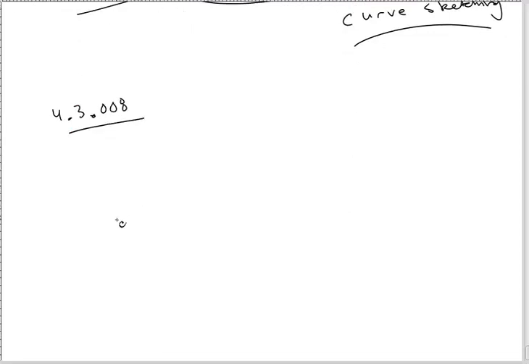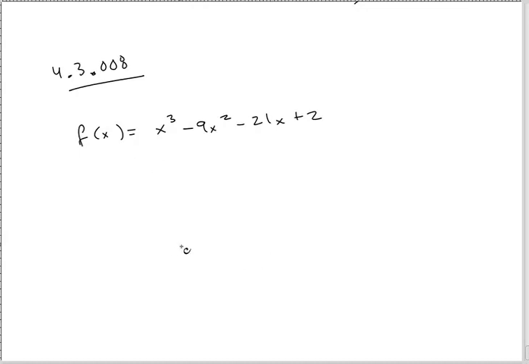Okay, 43008. Let's talk about it. We got f of x is equal to x cubed minus 9x squared minus 21x plus 2. So we got lots of stuff going up here, and they want all kinds of things. And these will not be ever changing. So I'm going to give you the A through D right now, and I won't do it ever again. I'll just tell you that we're finding it. I'll, of course, remind you of this stuff.